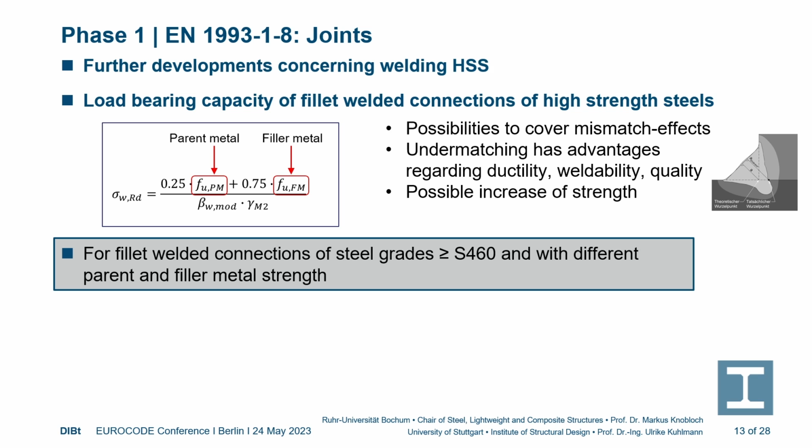And we can achieve by that a so-called overmatching, so higher steel strength. That means an increase of the strength, but also undermatching, for example, to achieve a certain ductility or better weldability. So this opens the situation for steel grades higher than S460.